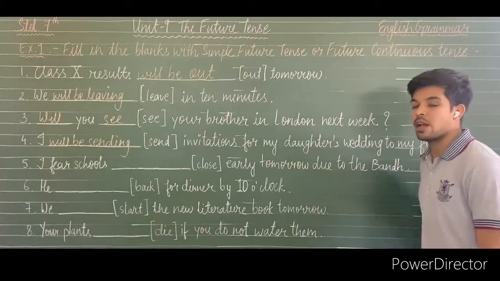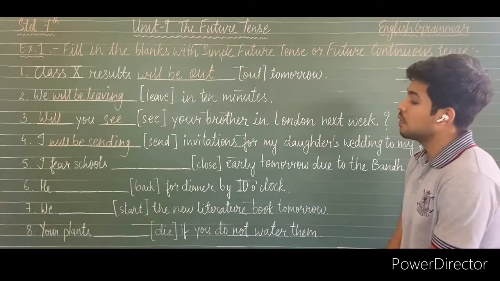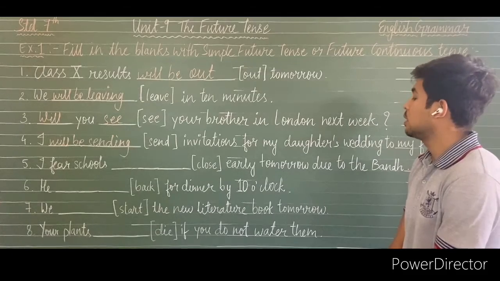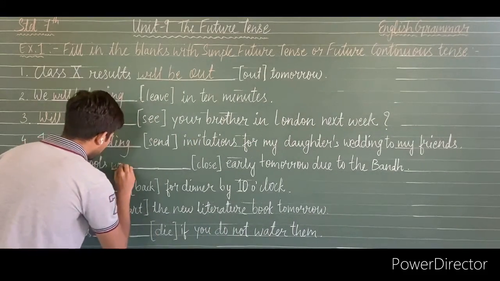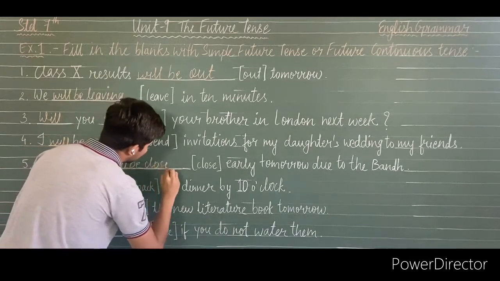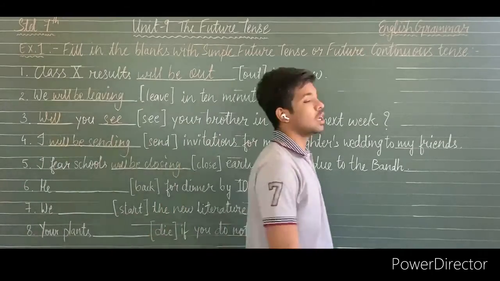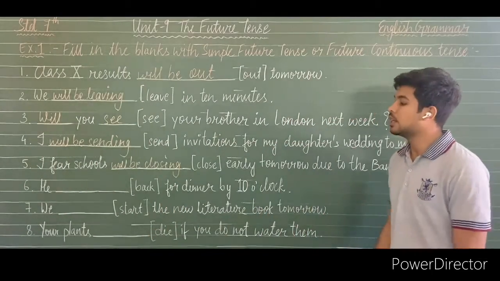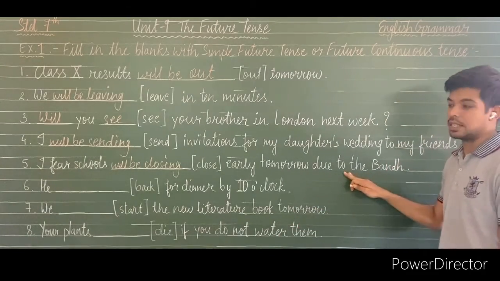Now the next, fifth one: I fear schools blank early tomorrow due to the bunch. In brackets we have close. So we'll write: I fear schools will be closing early tomorrow due to the bunch. And this is also in the future continuous tense.